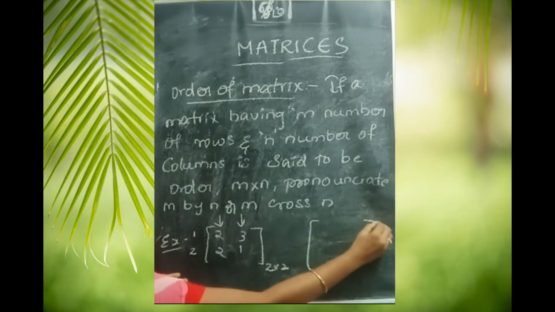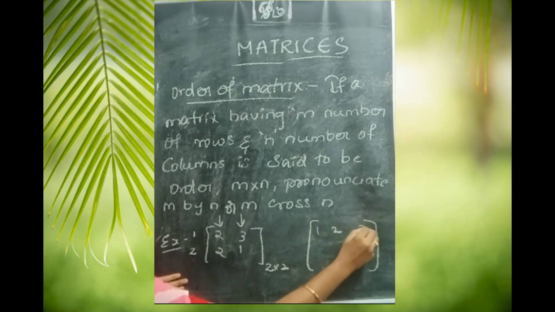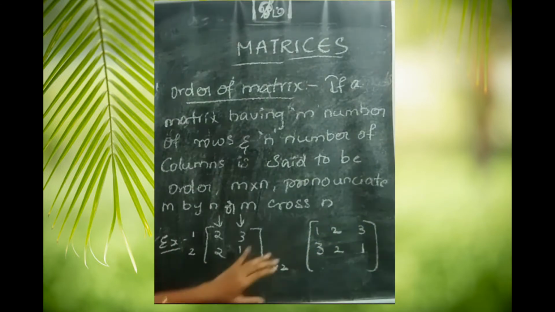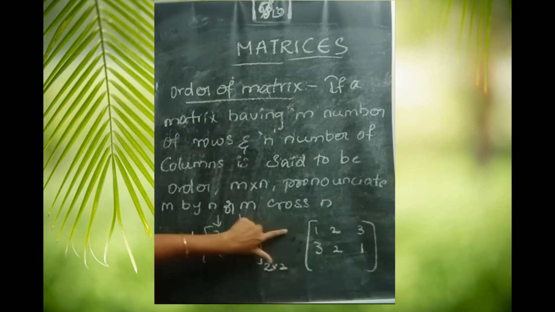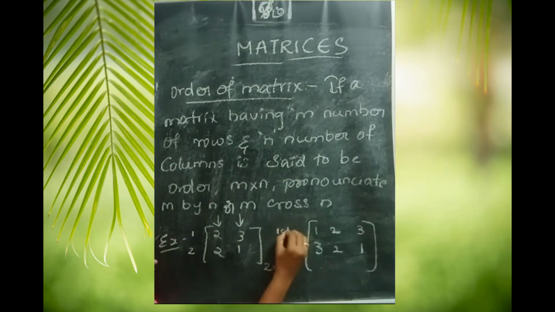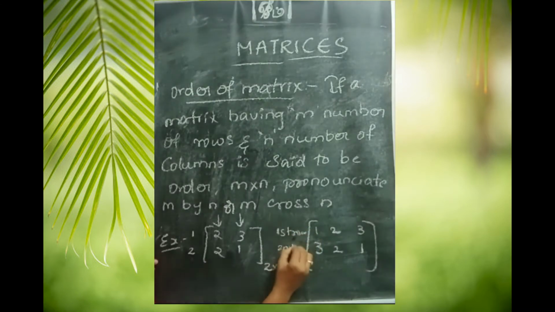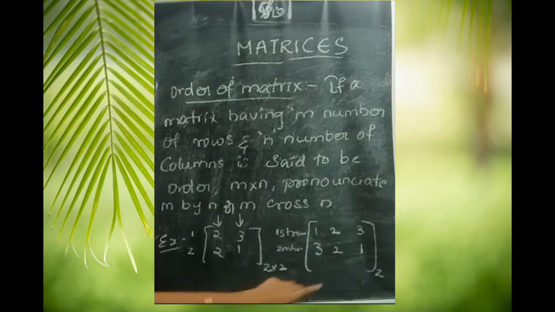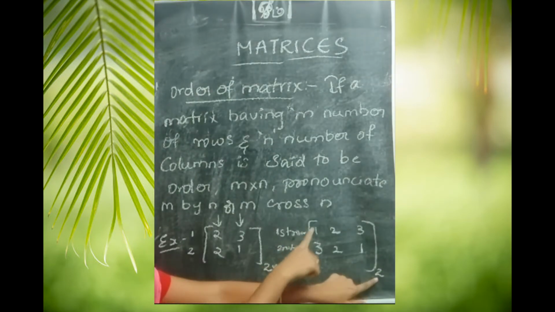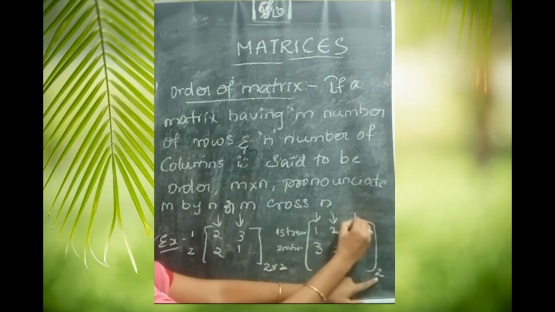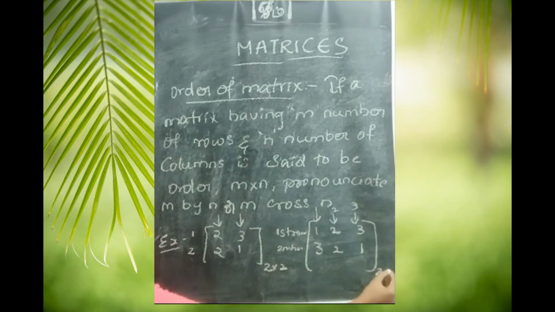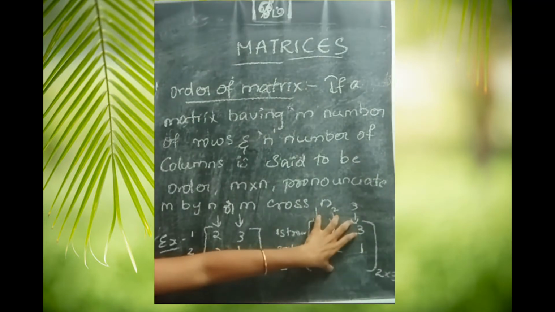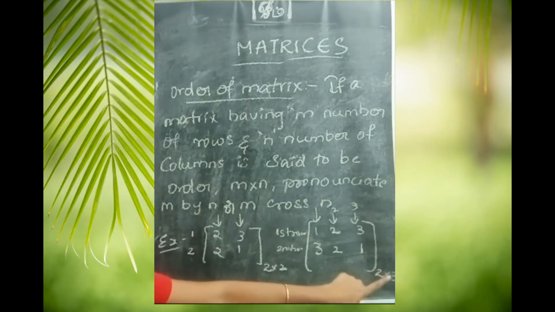Okay. Next we will see another. 1, 2, 3. 3, 2, 1. Okay. See here. How many rows are there? 1, 2. This is the first row. This is the second row. First we have to represent the row value. That means M. Next, how many columns are there? 3 columns. So, M by N is 2 by 3. So, the order of this matrix is 2 by 3.